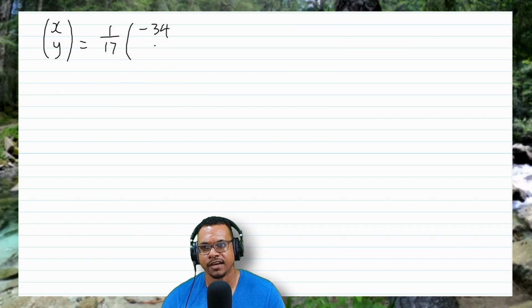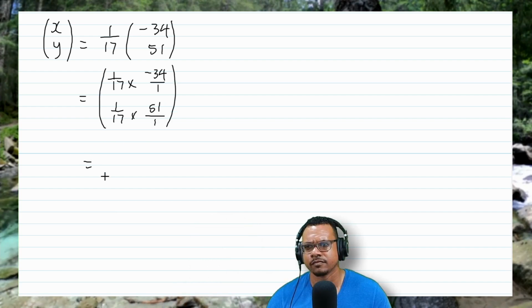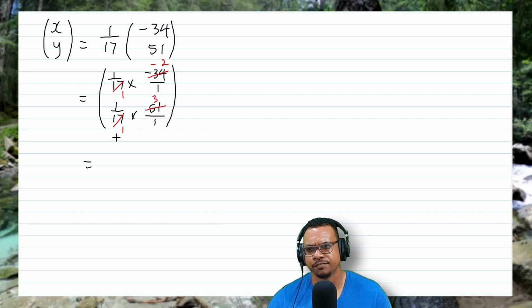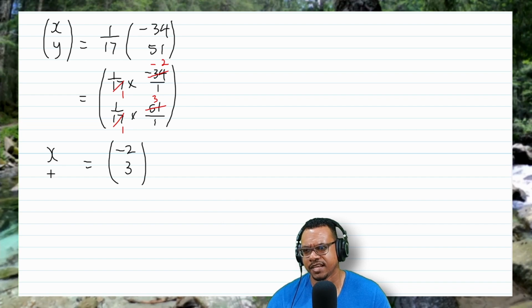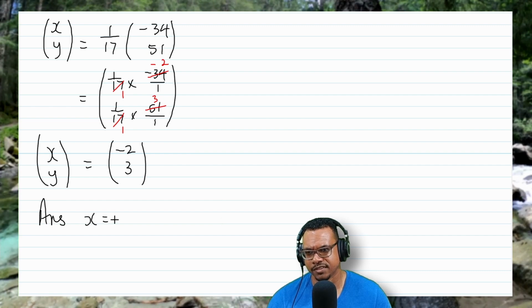All right, so we had XY equal to 1 over 17 times [-34; 51]. So this is equal to 1 over 17 multiplied by negative 34 over 1, and 1 over 17 multiplied by 51 over 1. All right, so we have 17 to 17, 1. 17 to negative 34 is negative 2. We have 17 to 17, 1. 17 to 51 is 3. So this is going to give us negative 2 and 3. And that was XY. So my answer: X is equal to negative 2 and Y is equal to 3.